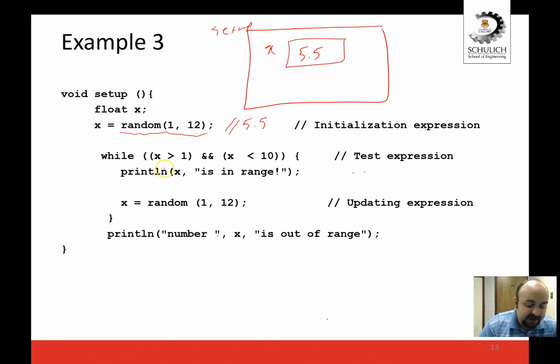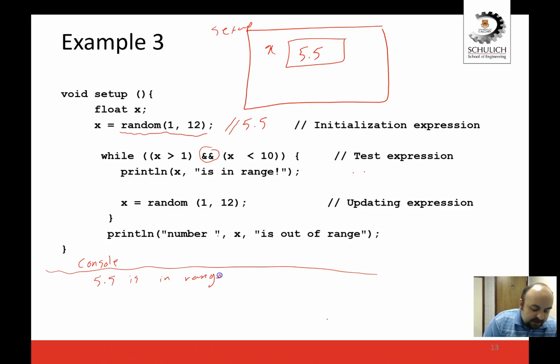So we say that the condition is while x is greater than 1 and x is less than 10. So it's a logical expression. In this case, it's true because x is greater than 1 and it is less than 10. There is an and here, so both of these need to be satisfied, as you recall. So then let's start my console down here. What's going to be printed is x, which is 5.5, is in range. And we'll go to the next line.